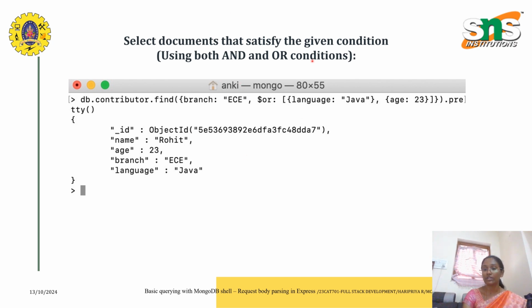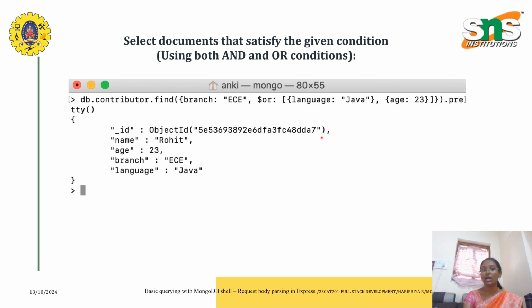And the next one is the $or method. So I'll give the condition language: Java and age: 23. This is a transaction in my data. Based on these conditions, the data that matches my condition will be displayed on my screen. So the branch is EEE, the language is Java, and the age is 23.